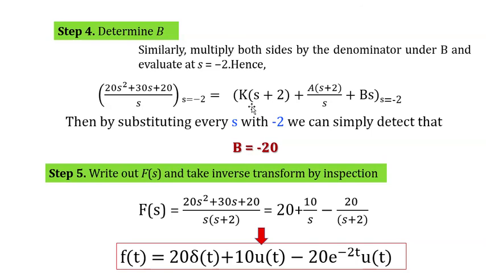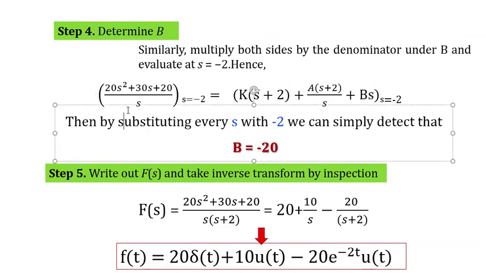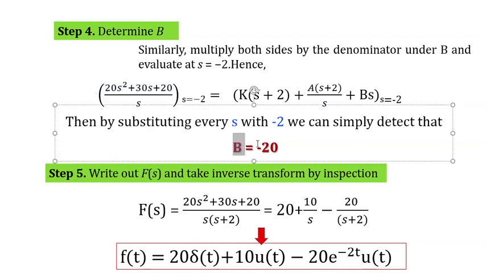over minus 2. On this side, if you replace s with minus 2, k times minus 2 plus 2 is 0, so it's going to become 0. Here, again, replacing it with minus 2, this one will become 0. So here we're going to have b times s, so minus 2 times b. So minus 2b will be equal to 40. Agree? Because here we had 40 after we replaced s with minus 2. So minus 2b equals 40, it means b will be minus 20.